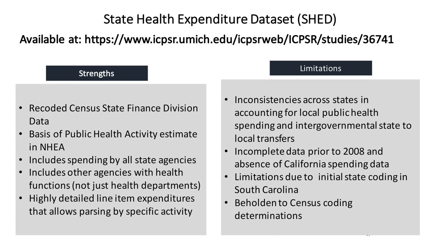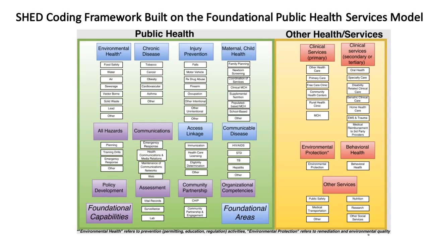The other big limitations are that California does not submit their data to the census, so we don't have California. And also there were some weird inconsistencies, like South Carolina seemed to be coding differently initially for the first years we had it. So this data set has data from 2002 to 2013, and like I said, it's available at that website.